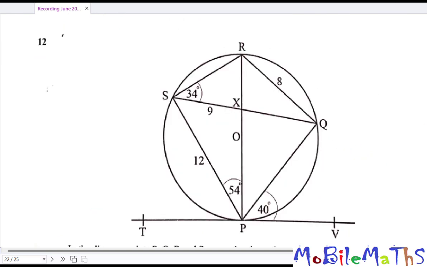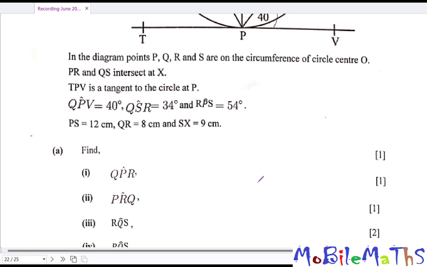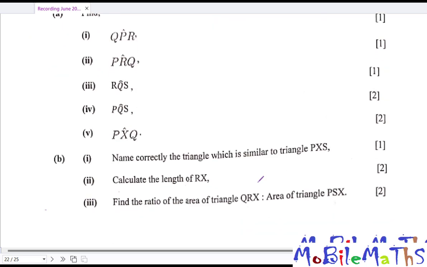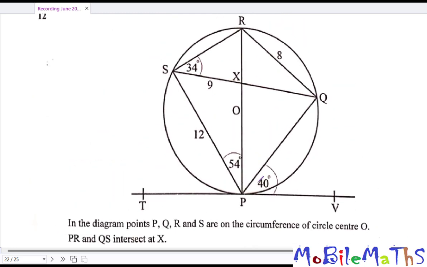Okay, now we are on question number 12. This question has some parts that they've asked us, but there was an error on this question. You'll see later on, but we are going to solve it as it is so that we can get something, and you can also see where the error was. Okay, so let's answer this one.